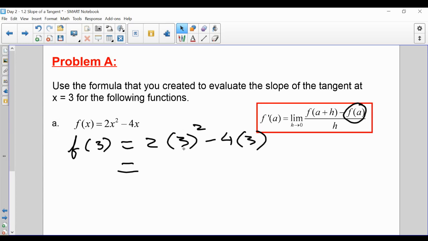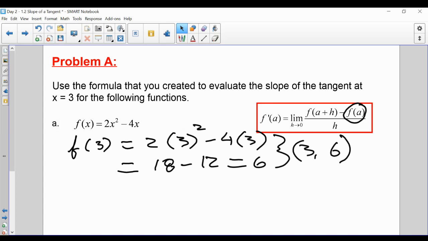So that would be equal to 9 times 2, which is 18, minus 12, which, yes, is equal to 6. All right? So here's the point that we're going to be talking about, the point where x and y are 3, 6. So it's at that point that we want to know what is the slope of the function.